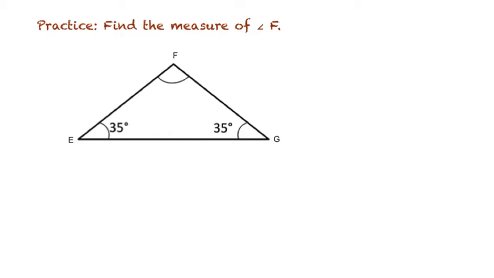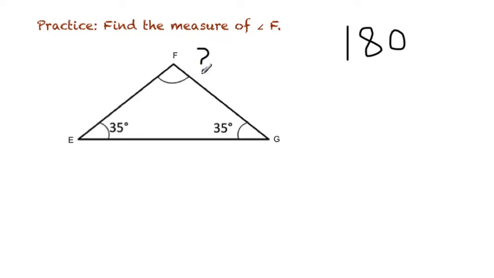Let's look at an example. So for this triangle, you can see we're given the measure of angle G and we're also given the measure of angle E. Now we need to find the measure of angle F. So we're going to use what we know about triangles, and we know they all add up to 180 degrees. So I'm going to write 180 down just so I don't forget. All the angles add up to 180. So now we have to figure out, okay, if E is 35 and G is 35, then what is F?